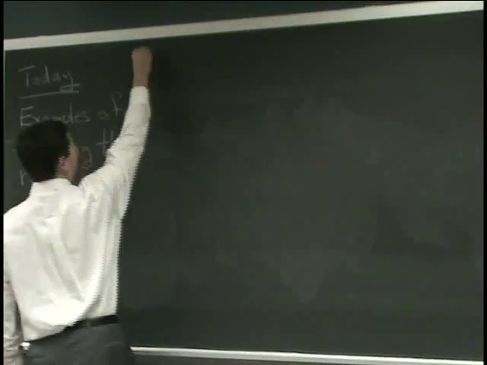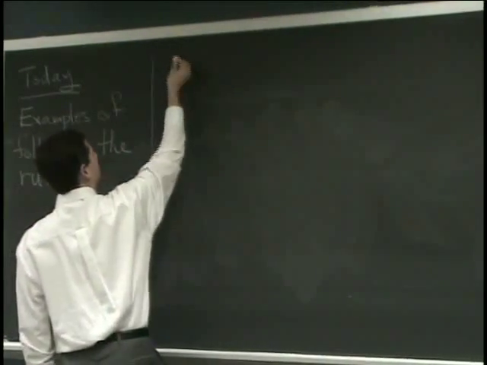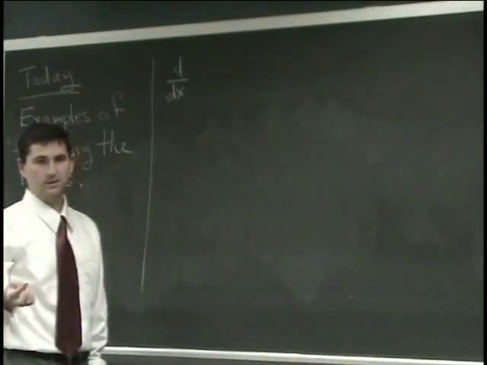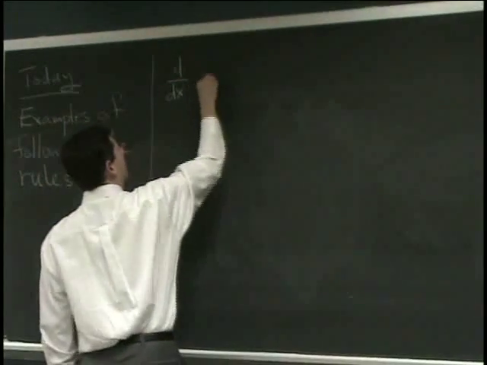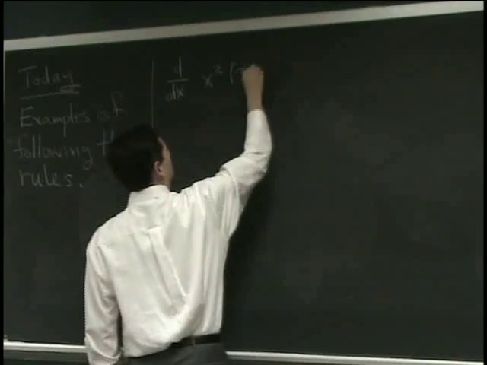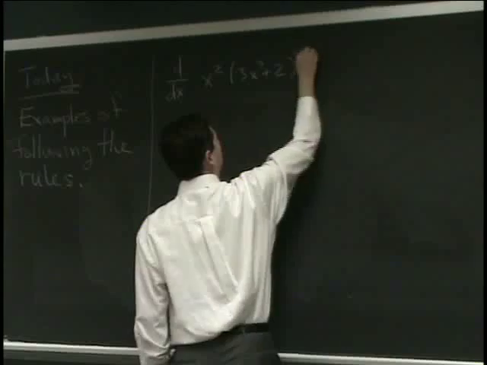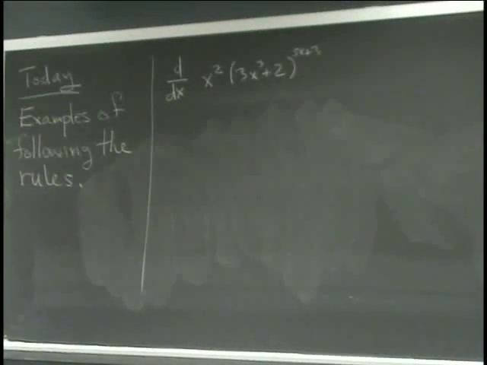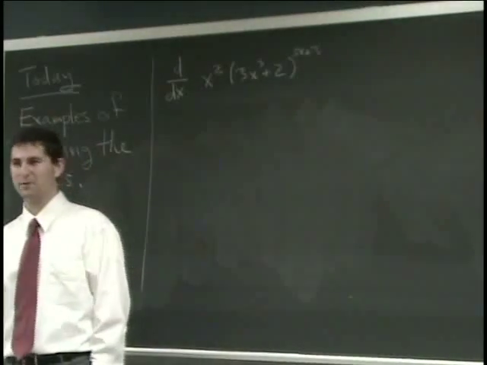Okay, so let's just start easy. Let's find, say, the derivative of a good easy function: x squared times 3x cubed plus 2 to the 5x plus 3. Good easy function to start us off. So let's be very careful with this, so we make sure we're following the rules.